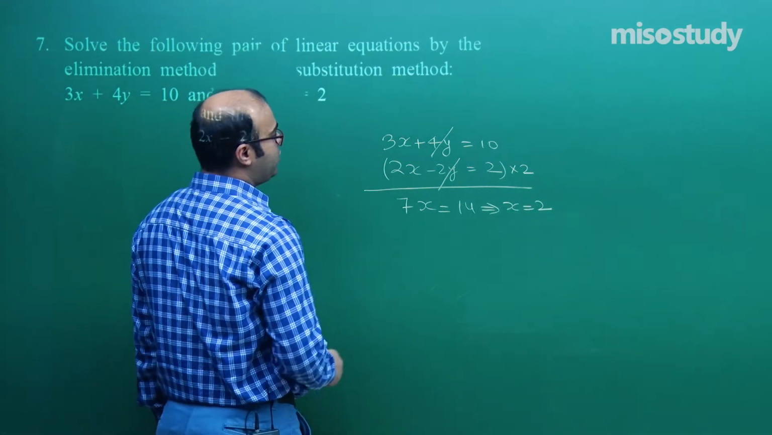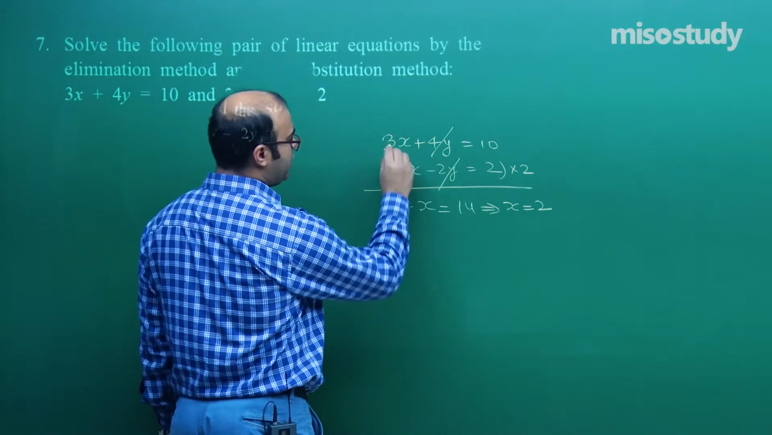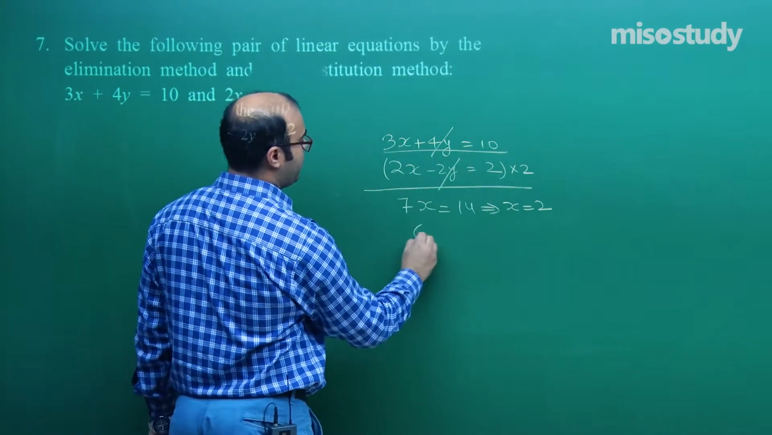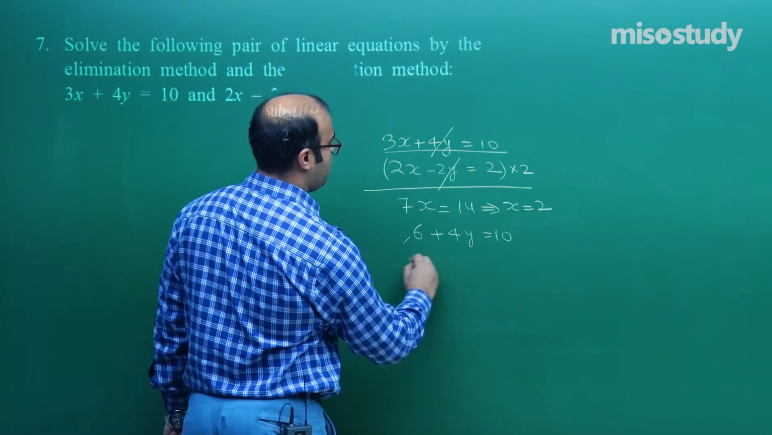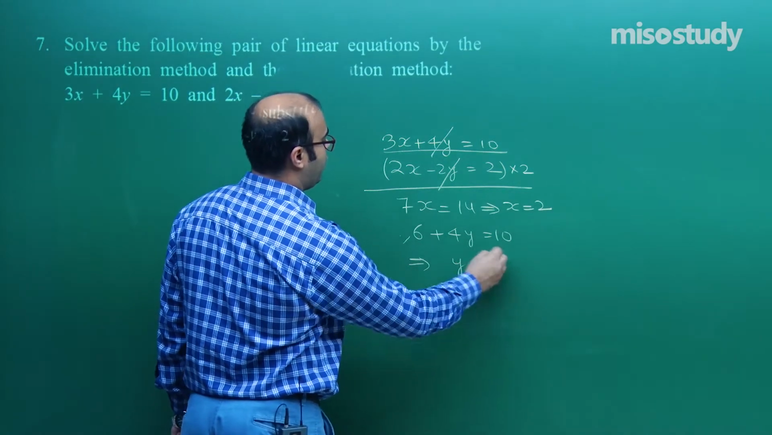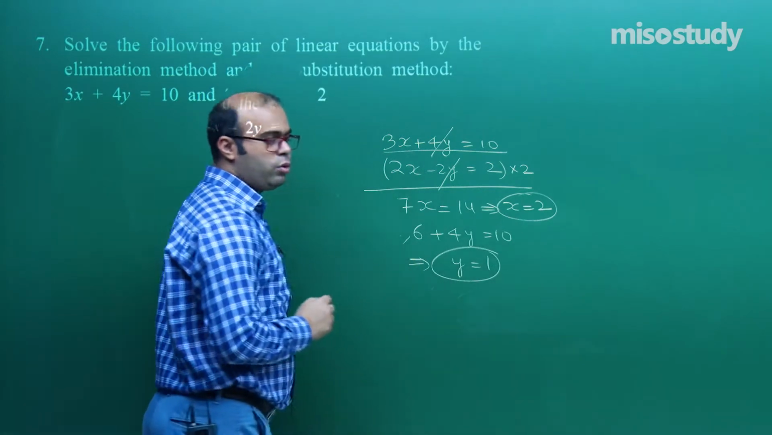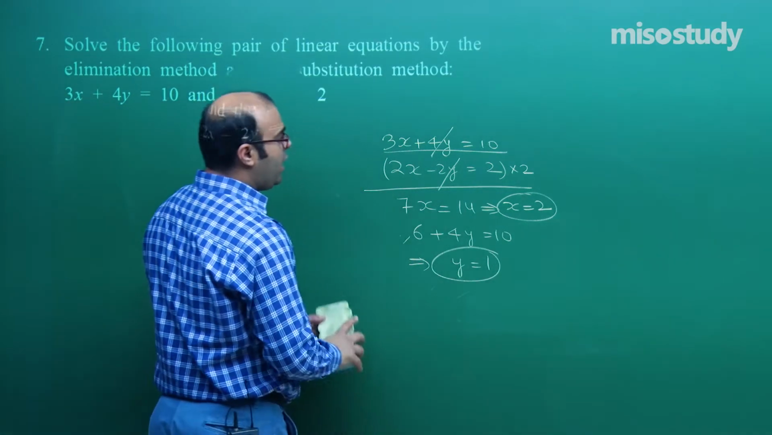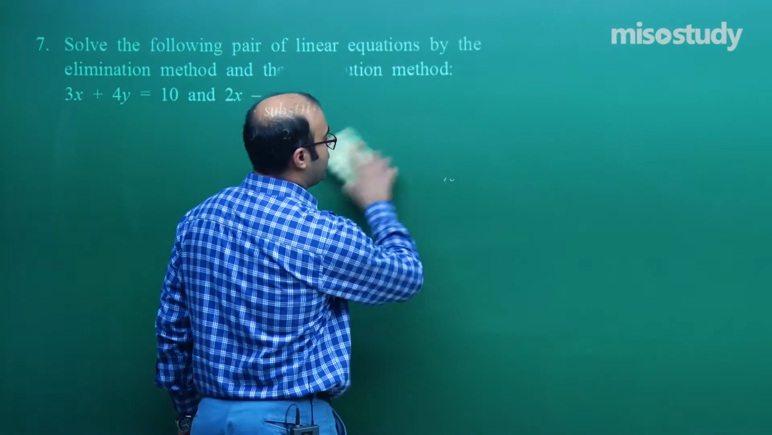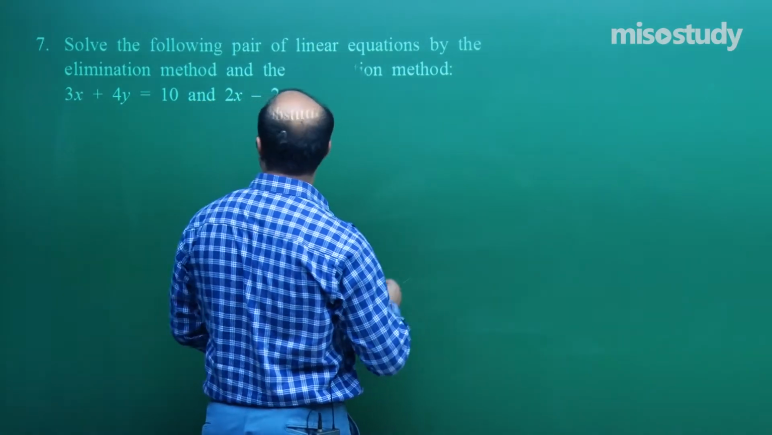Similarly, after getting x is equal to 2, we put in any one of the equations. Here let us put it. So this will become 6, therefore plus 4y is equal to 10. So y is equal to 1. So y is 1 and x is equal to 2. So our answer is (2, 1). We can verify this again by the substitution method, as they are saying that do it by substitution also.